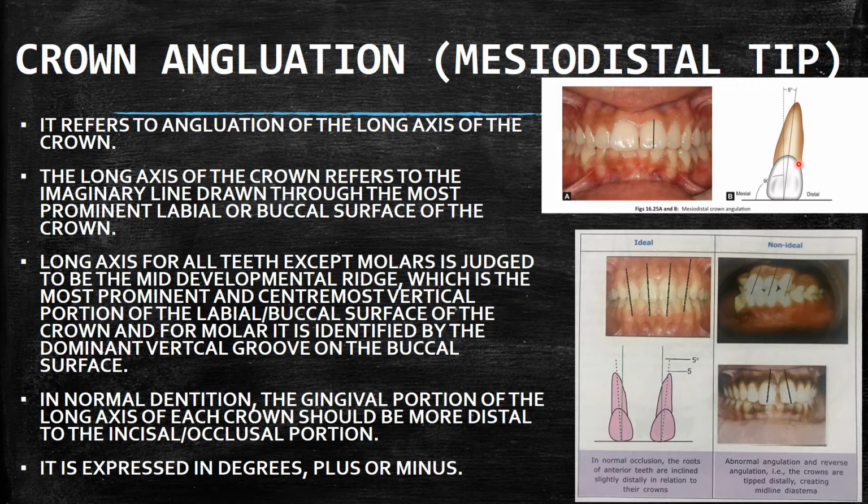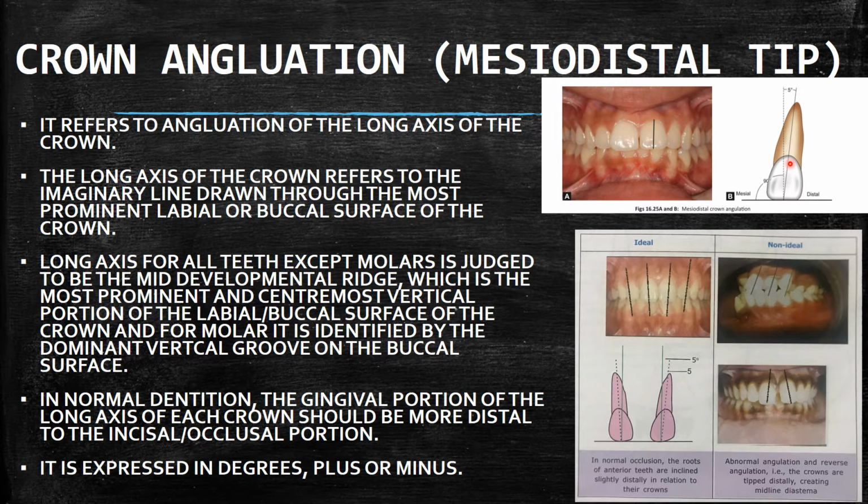As we know, your incisors, or for that matter your teeth, have this angulation where they are touching mesially and they are flared. Even when you're doing the teeth arrangement, you're arranging teeth in such a manner that they have that angulation. So it's basically your gingival portion is more towards the distal side, and it is expressed in degrees, plus or minus. A plus reading is awarded when the gingival portion of the long axis of the crown is distal. So when it is distal, it is plus.